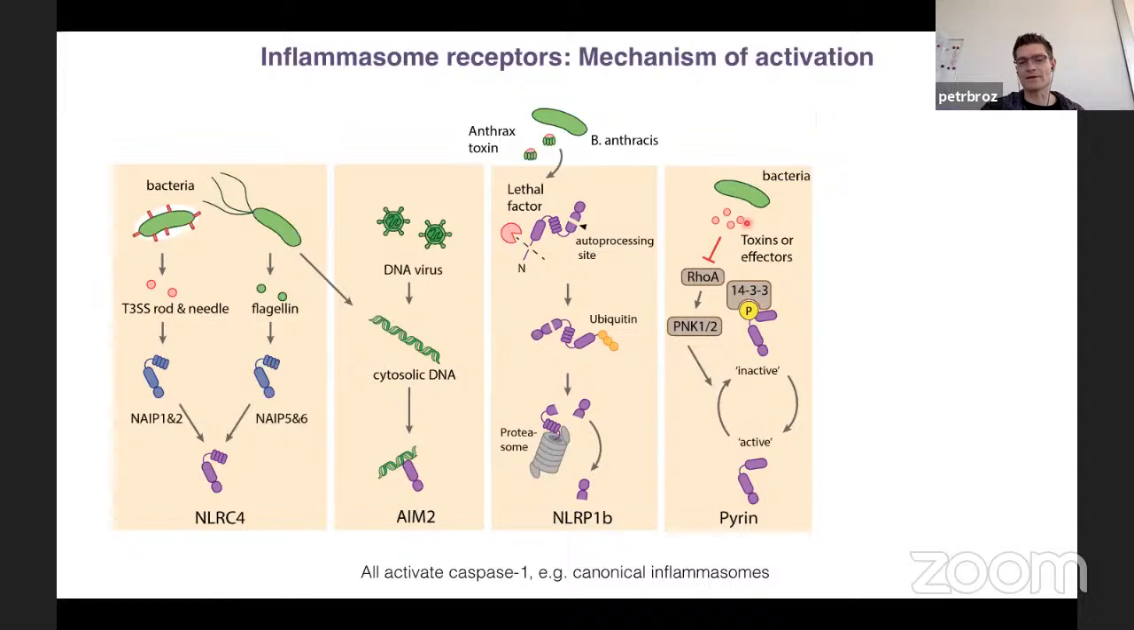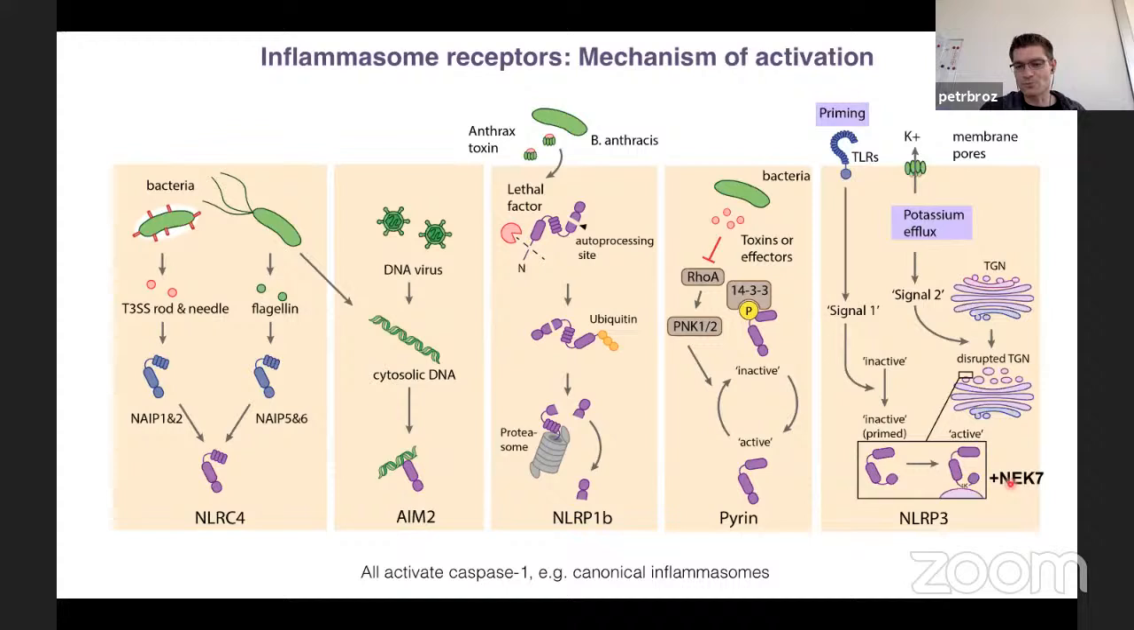And finally, the most complicated inflammasome, and probably the most important one, is NLRP3 shown here. NLRP3 has a sort of two-step activation. It first requires some priming signals that can be mediated, for example, by TLRs that bring it from an inactive state into an inactive primed state. So it's still not active, but at least primed.